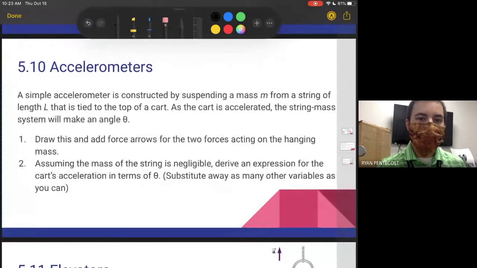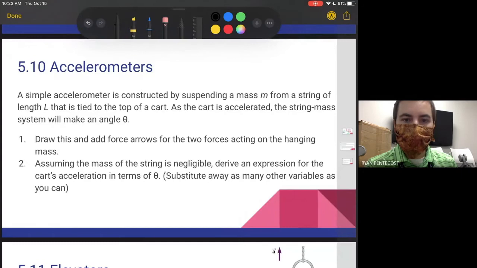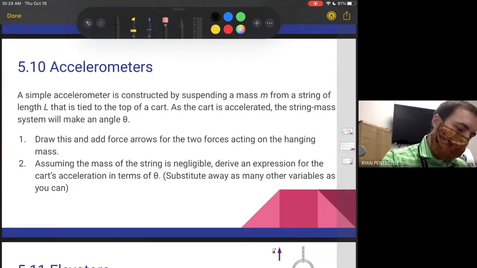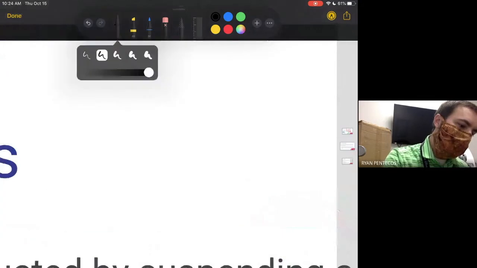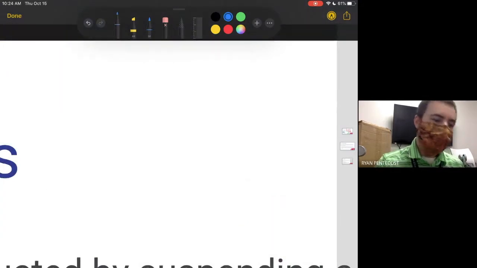So accelerometers, right? A simple accelerometer is constructed by suspending a mass m from a string of length L that is tied to the top of a cart. As the cart is accelerated, the string mass system will make an angle theta. So step 1, draw this and add force arrows for the two forces acting on the hanging mass. So, I don't have an extra slide here. So we'll drop that down a size. So what we'll do first, right, we need to draw this.